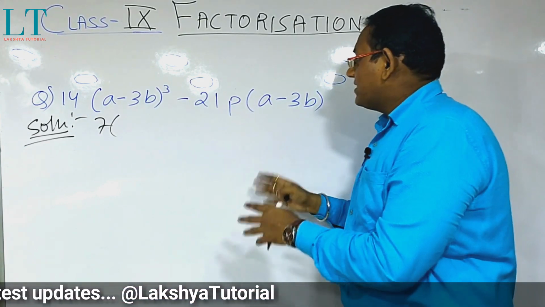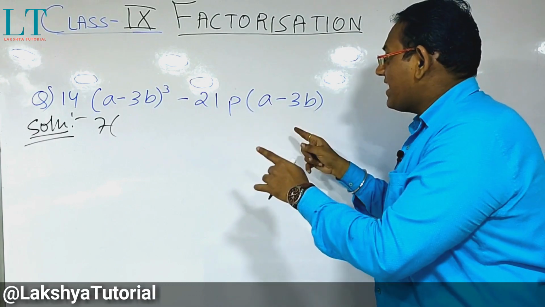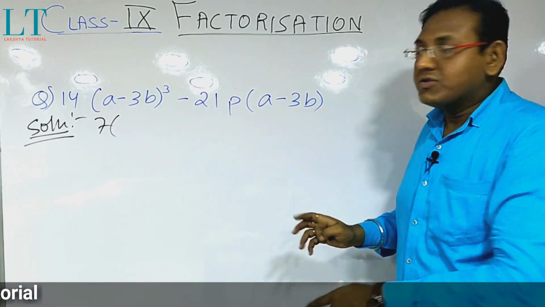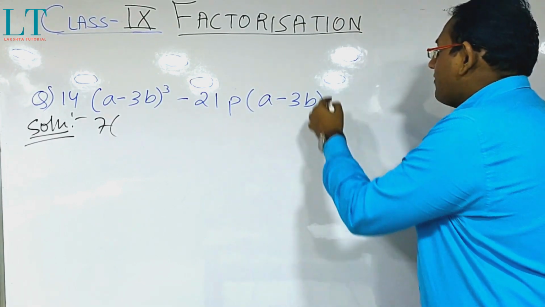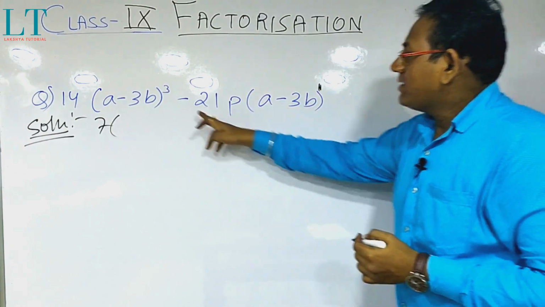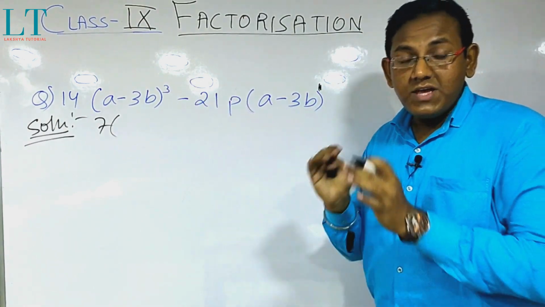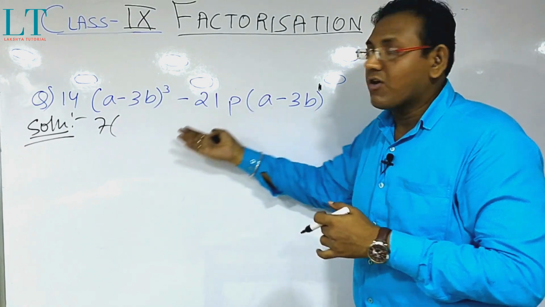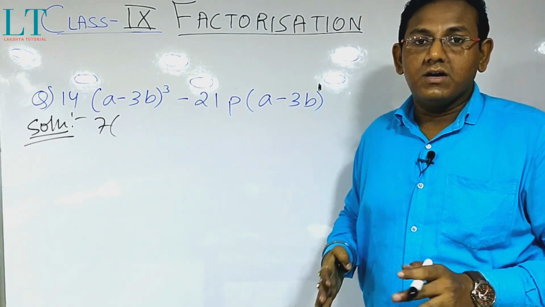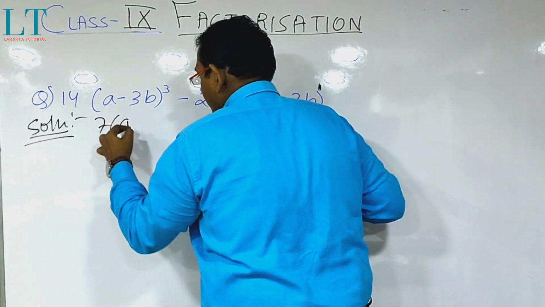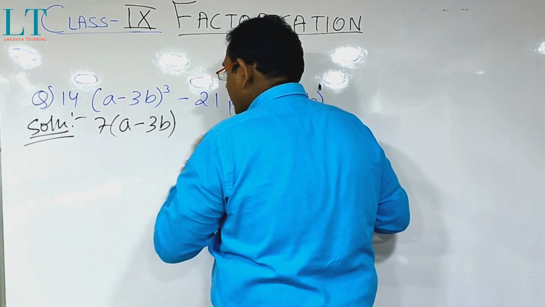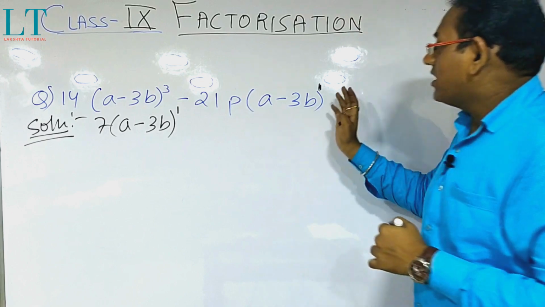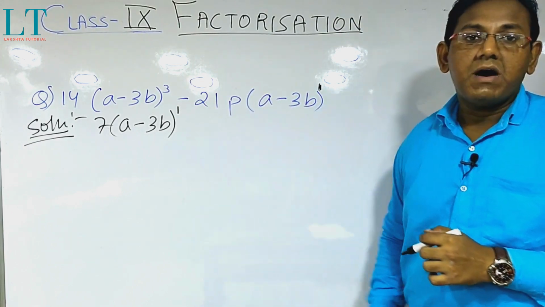So what about the next thing? The next thing is to understand about the entire expression a minus 3b. So this a minus 3b, the power over here is 1 and the power over here is 3. So we have already discussed what we are going to take common. We will take the lowest power. So in this particular case, we are going to take a minus 3b whole to the power 1, because the lowest in these two cases is power 1.